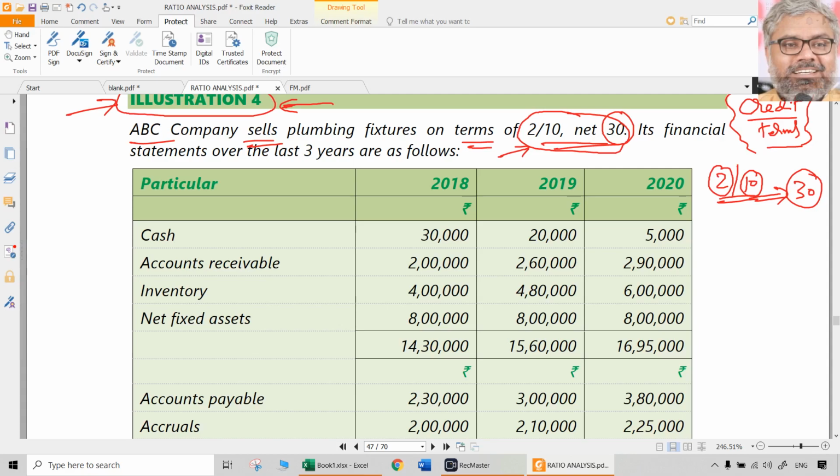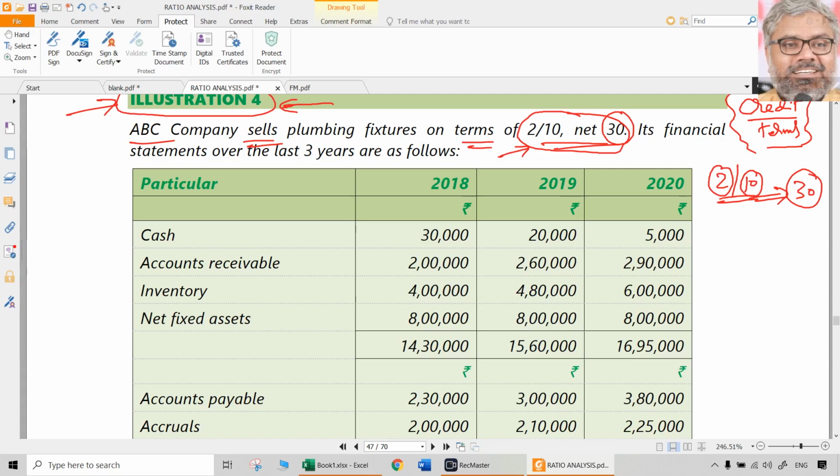Whenever you see that, you should understand it. 30 means, in this case, the normal credit period. 2 is the cash discount percentage. 10 is the number of days within which the debtors are supposed to pay in order to avail the cash discount. If they pay on the 11th day, they will get nothing as discount. But if they pay on the 10th day or before that, definitely they can avail the 2% cash discount. But of course, they have to pay within 30 days. That is the credit terms.